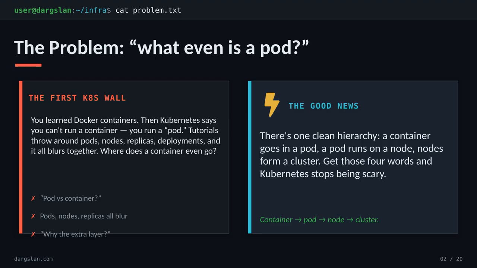So here's the wall almost everyone hits first. You've just gotten comfortable with Docker containers, and then Kubernetes tells you, no, you don't run a container. You run a pod. And before you've even processed that, tutorials are throwing nodes, replicas, and deployments at you, and it all turns into mush. The good news? There's really just one hierarchy worth memorizing. A container goes in a pod, runs on a node, and nodes form a cluster. Lock in those 4 words, and most of the fear goes away.